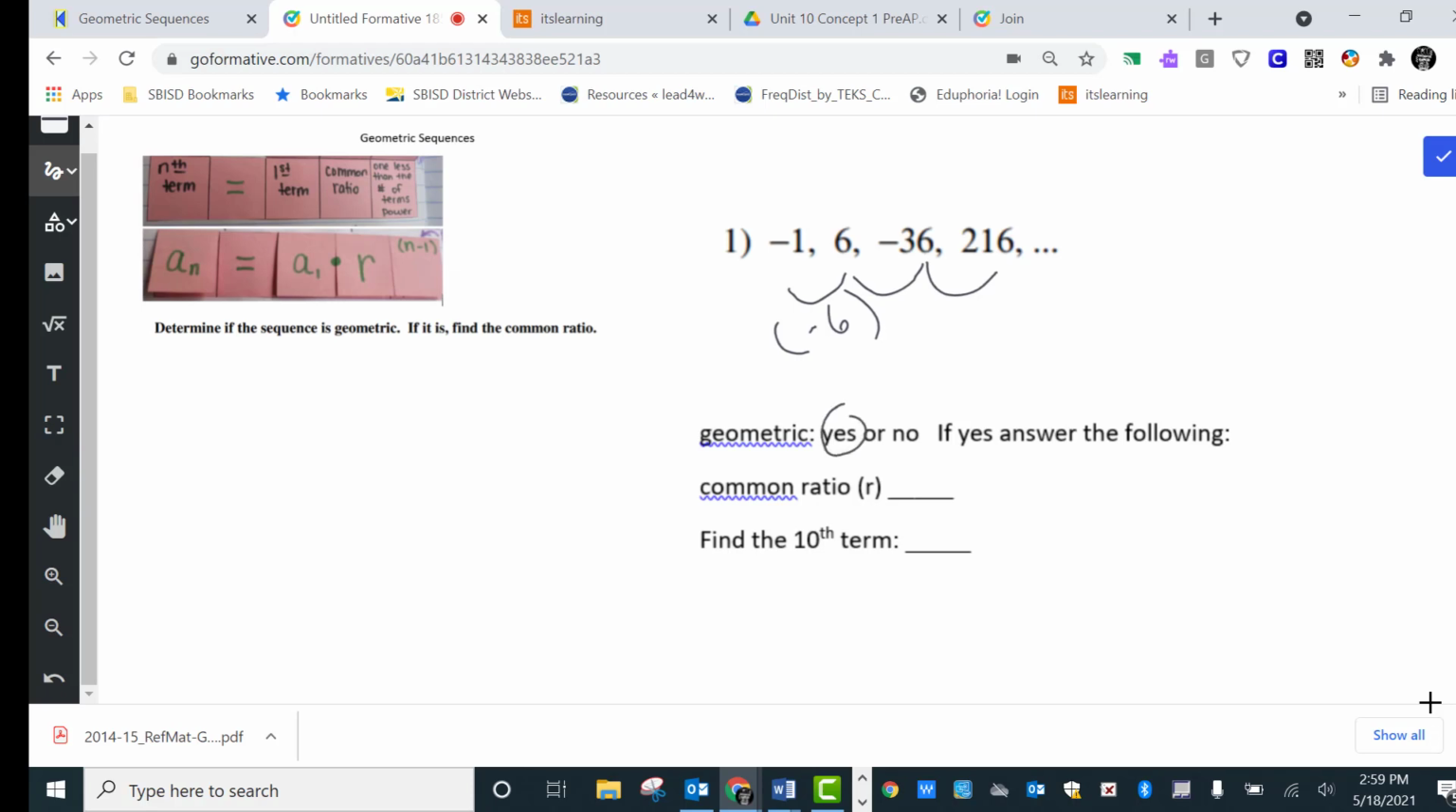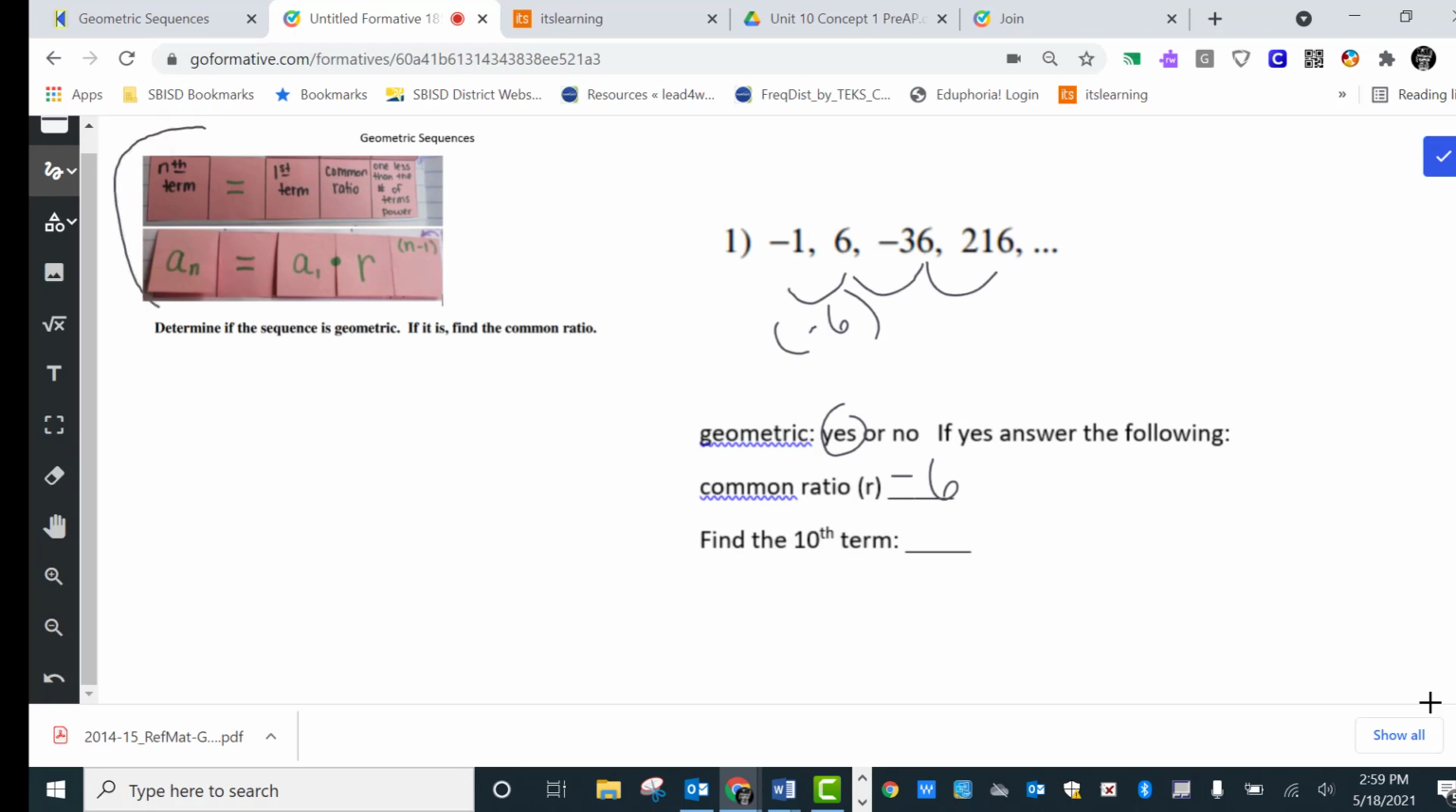Now, since it is, that means it has a common ratio. The common ratio is what you are multiplying by each time to get to the next term. So that would be negative 6. Now, it says to find the 10th term. I can do that without multiplying every single term by negative 6 until I get to the 10th term.